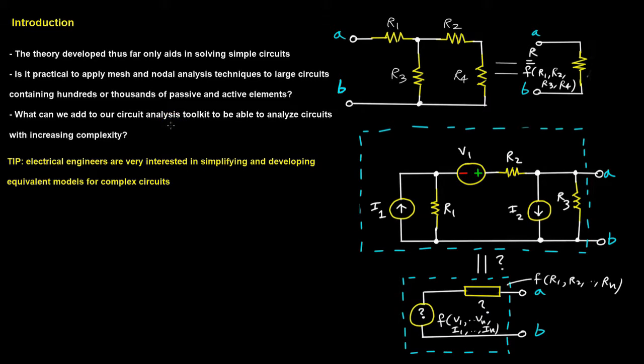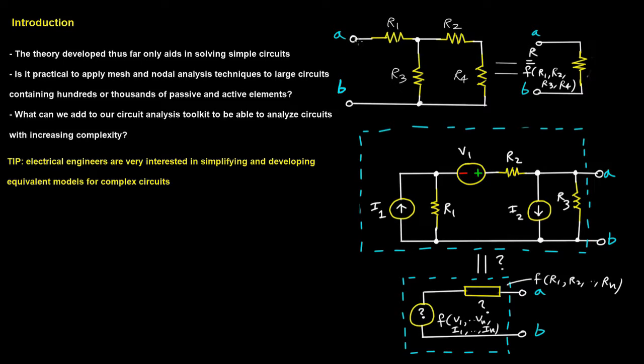The reason we're asking this question is that we have to consider that electrical engineers are very interested in simplifying and developing equivalent models for complex circuits. So in other words, we like to simplify complex circuits and develop equivalent models for them. From the very beginning, we've seen this, right? If you have a simple resistive network containing four resistors, R1 through R4, we look at terminal behavior. We look at its terminals and consider what is the simplest possible representation of this circuit that can produce the same behavior.